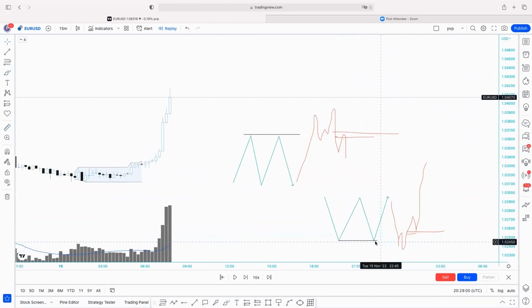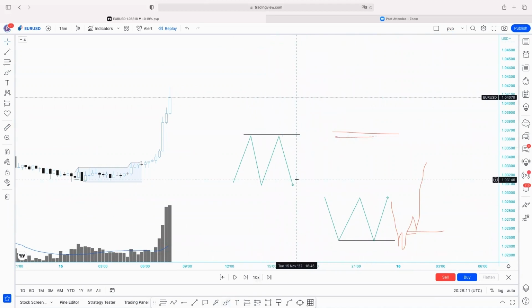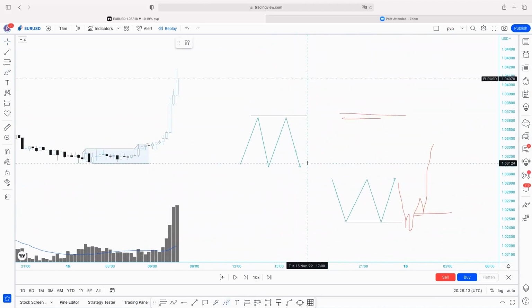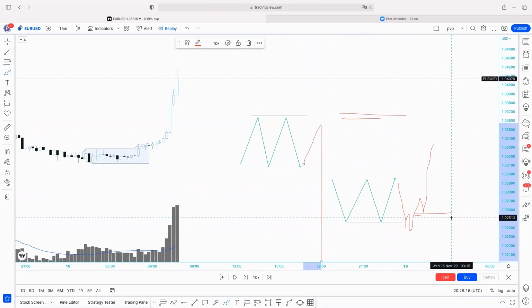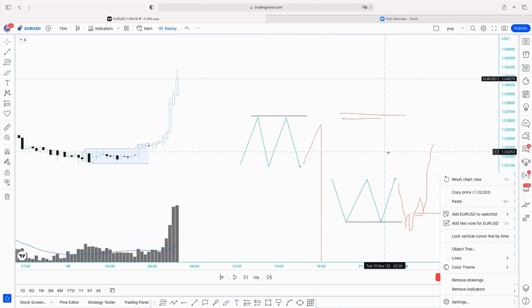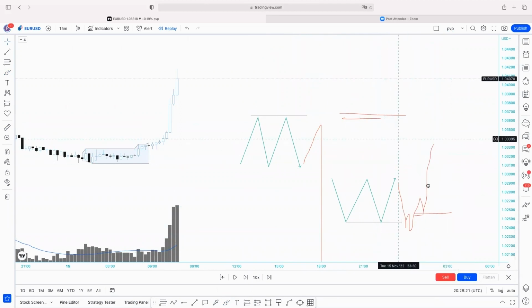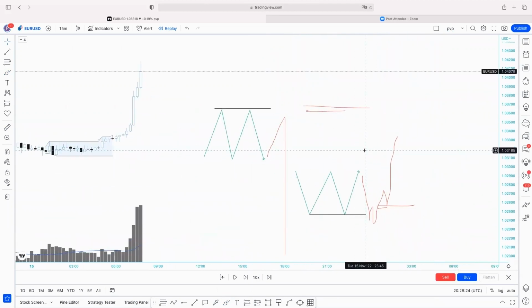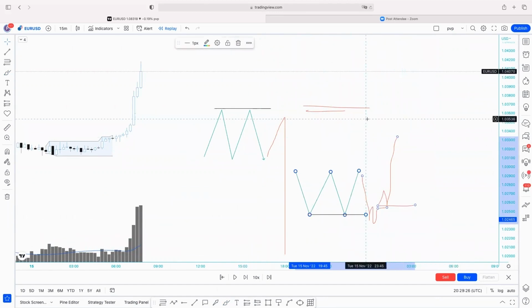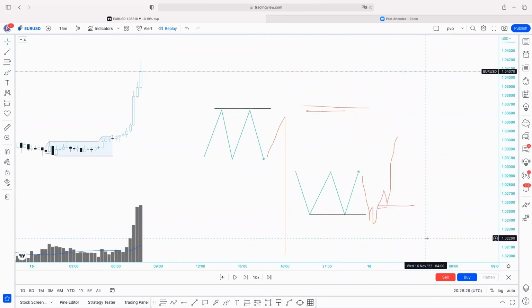You will see that a few times it happens, and you will see that a few times this doesn't happen. We don't manipulate this area, and the price just comes back and drops, or right here. One sec. All right, never mind. Anyway, it comes back and goes.